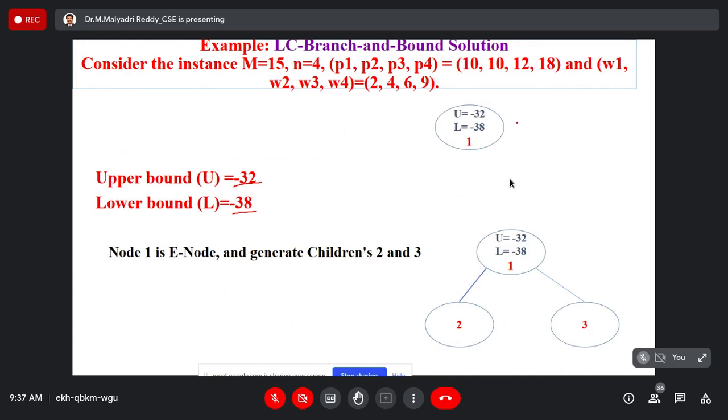Node 1 is created. Initially it is a live node. When you want to extend it for further solution, it becomes the E node. E node means ready to expand for further nodes. So from node 1, I have to generate 2 children. 2 children means xi is equal to either 1 or 0. 1 means we are including the object, 0 means the object is not included, that is why there is no fraction value. So I may include x1, or I may not include x1.